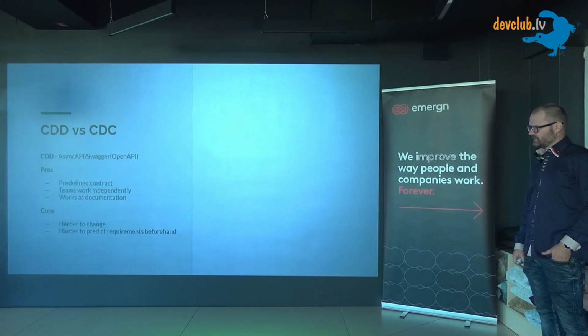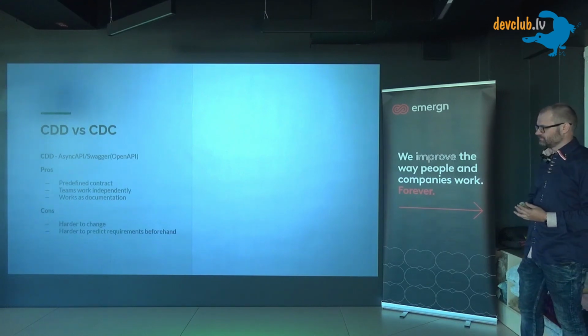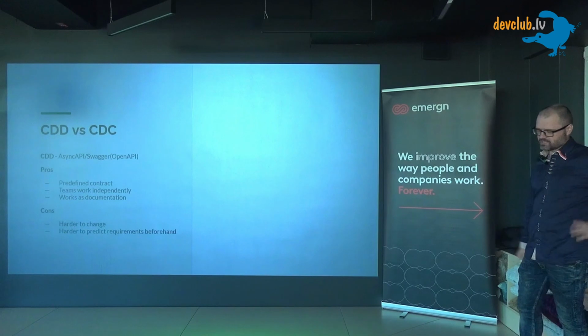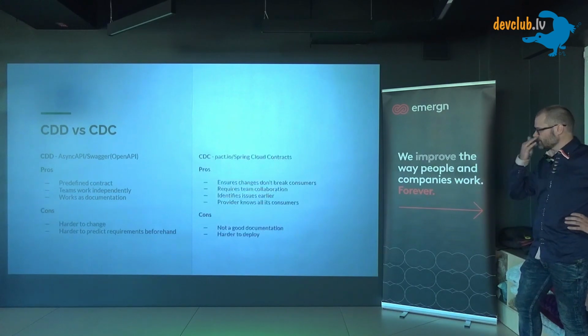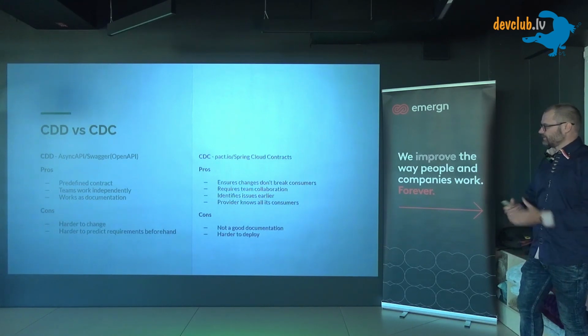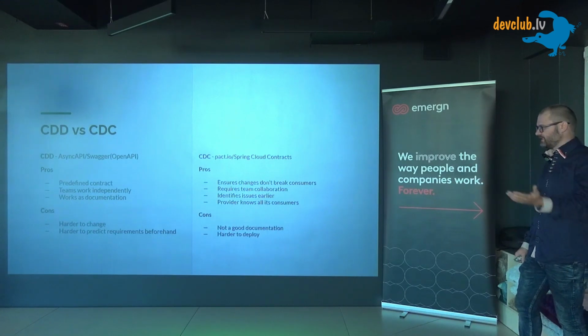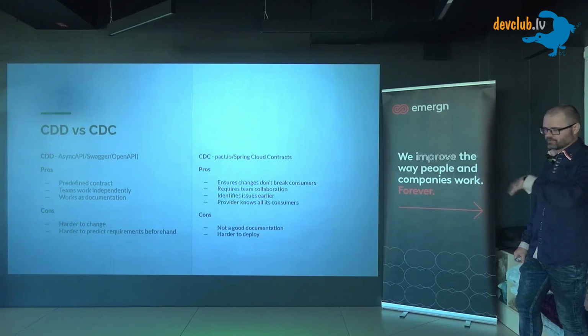Also, I think the test cases and testing against the schema is not as comprehensive as it is in CDC. So CDC, there's a Pact.io project and Spring Cloud contracts. They ensure that changes don't break consumers. So contracts are always validated against all the latest versions of the consumers. I will show it later.